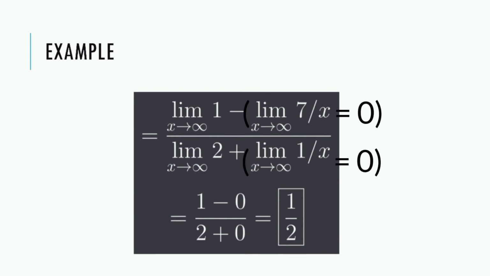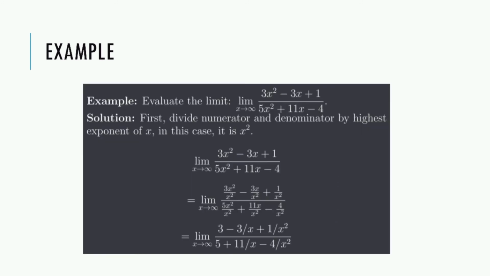Simplifying, we now have 1 minus 0 all over 2 plus 0, which will give us 1 half, and that is the limit of the given function. Another example, we will have the limit of 3x squared minus 3x plus 1 all over 5x squared plus 11x minus 4 as x approaches infinity.